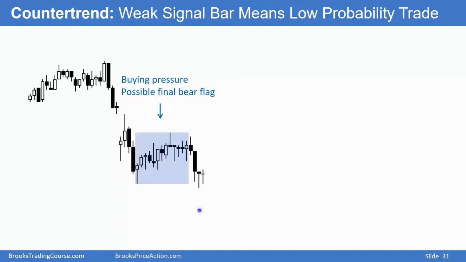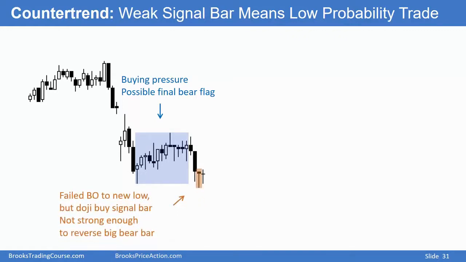And maybe this is the failed bear breakout, slightly lower low, major trend reversal, but only a doji buy signal bar. It has a bear body, and it's following a bear bar and another bear bar, and this is a big bear bar closing near its low. So a low probability buy. You don't buy it, you wait.